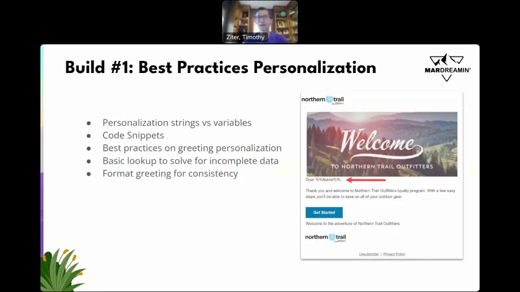What we're going to be doing in this, we've got a basic welcome email. We've got some personalization that we want to use here, which is rendering a greeting variable. So we're going to take a look at personalization strings versus variables, setting up your best practice area within the email using code snippets, best practices on greeting personalization, going through that in detail, the basic lookup solve when your data is not fully aligned in your build, and then looking at some ways to format for consistency.